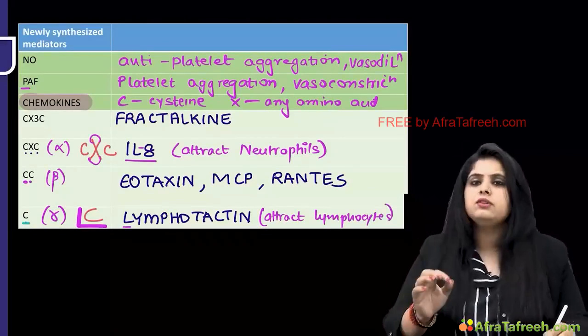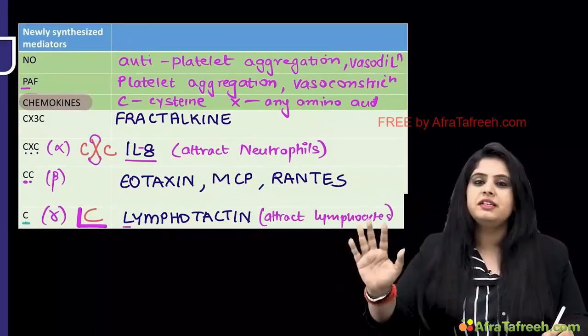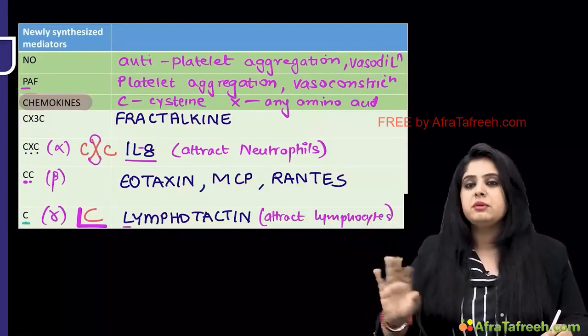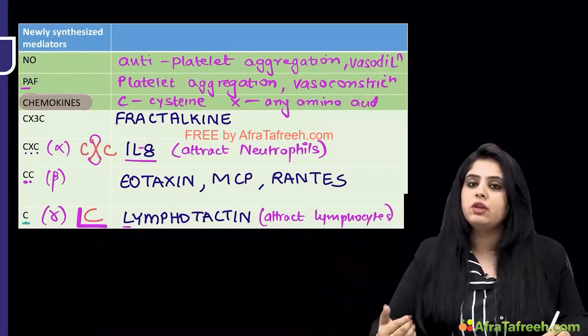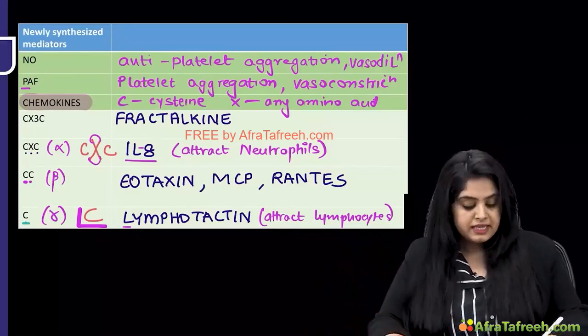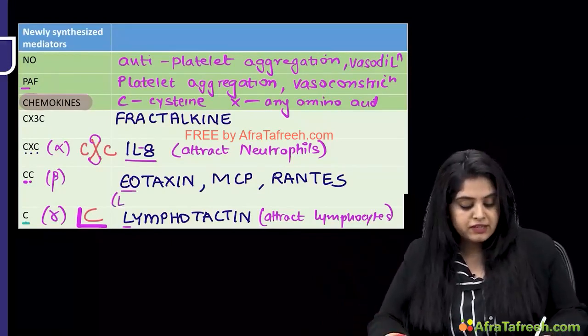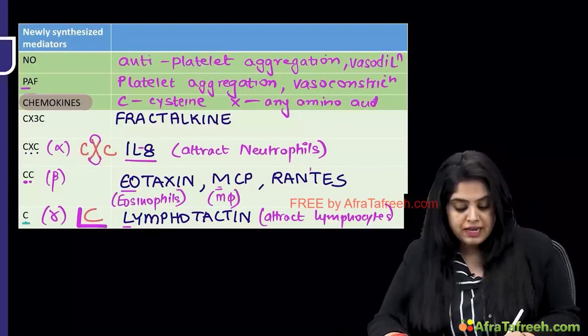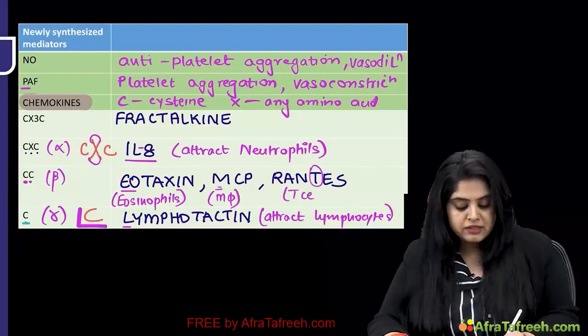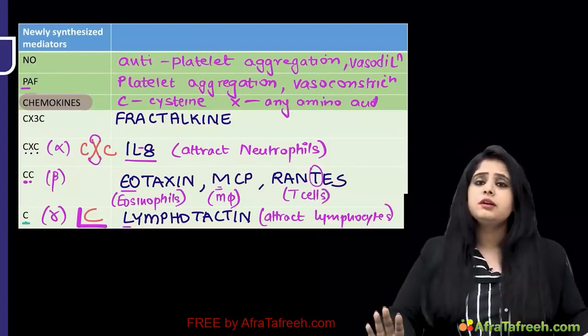Coming to the next, CC. Whenever you write an email to someone, in CC you put all the miscellaneous people. All the miscellaneous people are put in carbon copy. So in CC, everything else comes. Eotaxin, common sense. Eotaxin will attract whom? Eosinophils. MCP, common sense. It will attract whom? It will attract monocytes and macrophages. Rantes is going to attract the T cells. All these come under CC.